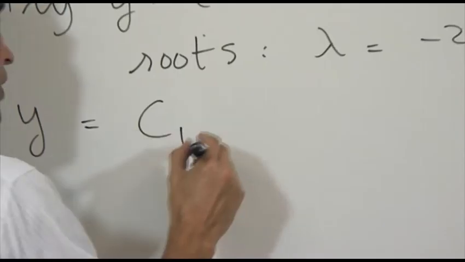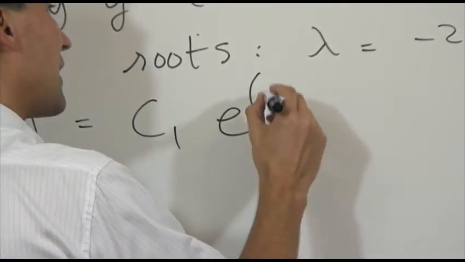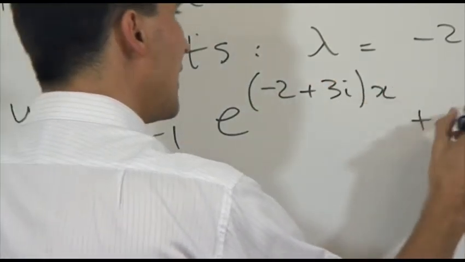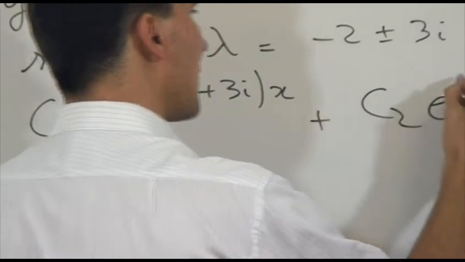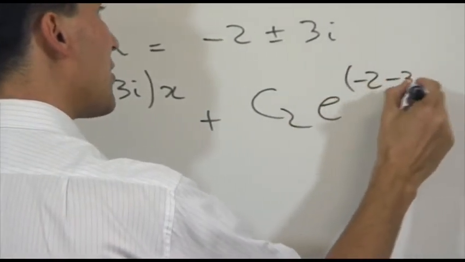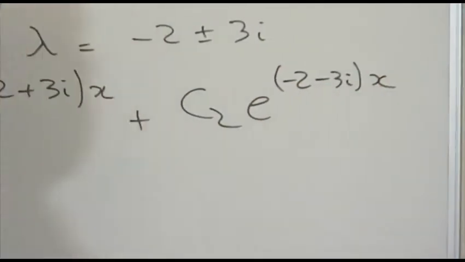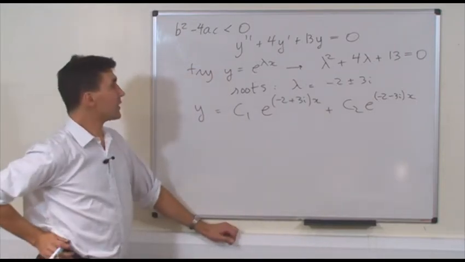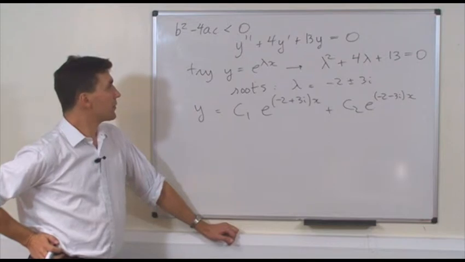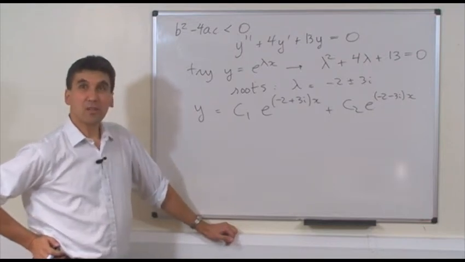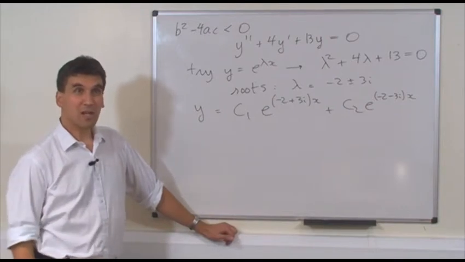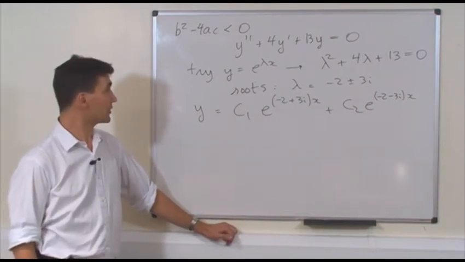y is c1 e to the lambda 1 x, so let's say that's minus 2 plus 3i times x, plus c2 e to the lambda 2 x, so it's minus 2 minus 3i times x. And there's nothing wrong with that as a solution of our equation, except for the fact that it's a real differential equation, and we probably have real initial conditions, and so we would like to have a real solution.